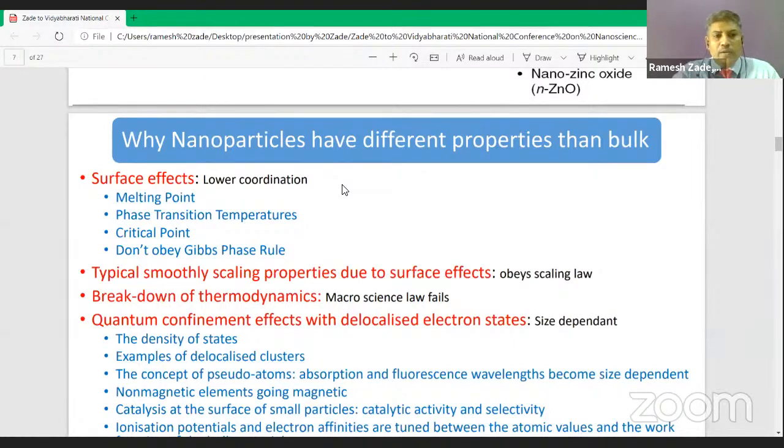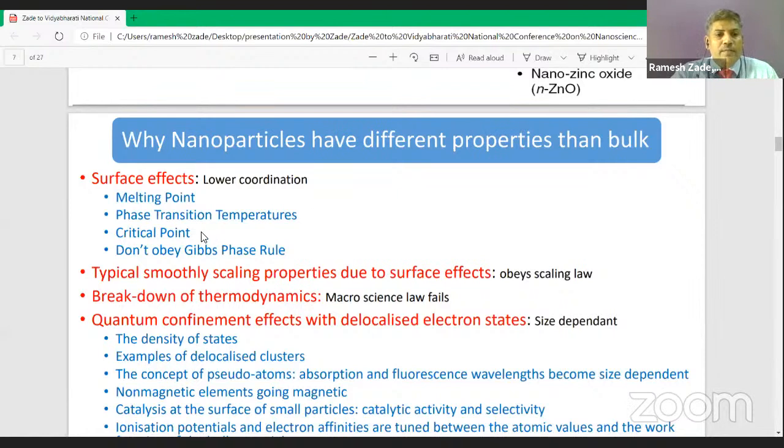Now, what is the effect of this surface change? It greatly affects the melting point. Actually, it reduces the melting point. We will see how. Then there are phase transition temperatures. We know that when you take ice, it's one phase, and when we change it into liquid water, it happens at a particular temperature. But if you convert the same thing into nanoscale, then that transition temperature may not be 0 degrees Celsius, it may be something different.